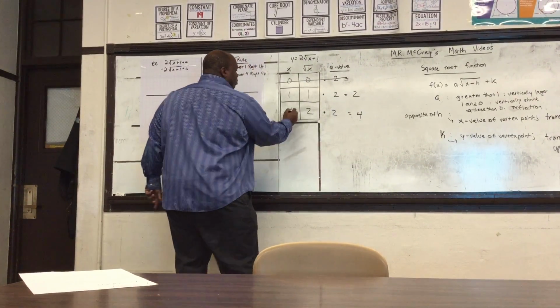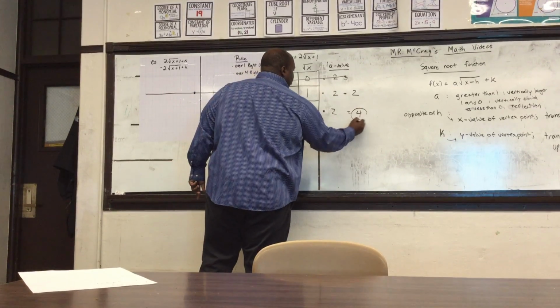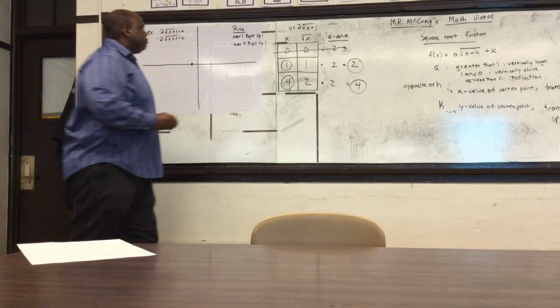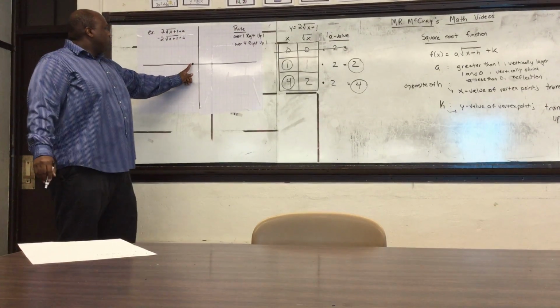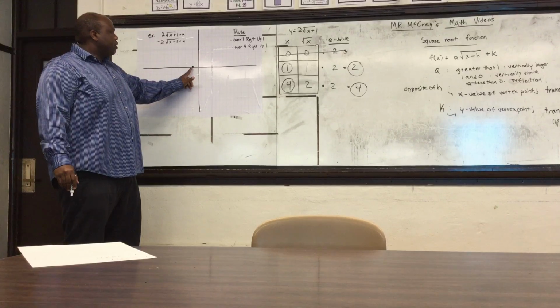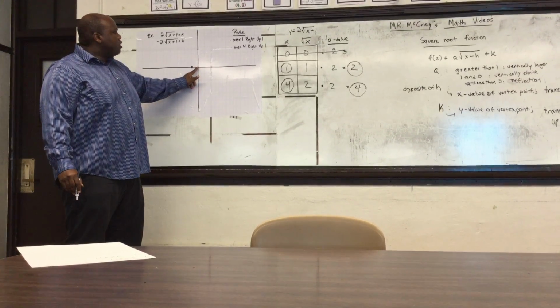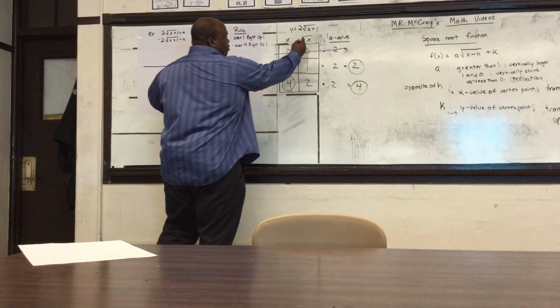Okay? So now I'm going to circle the values that we're going to use to make the rest of our graph. Okay? So, we're going to start at this vertex point. We're going to go over 1 to the right. Okay? And then we're going to go up, because this is the y value.